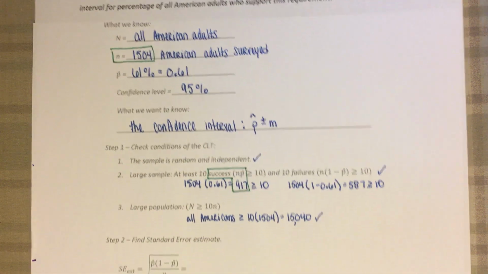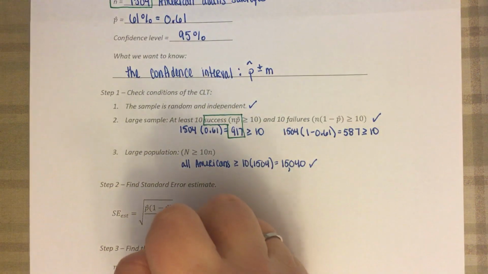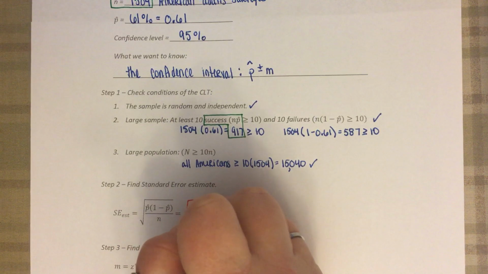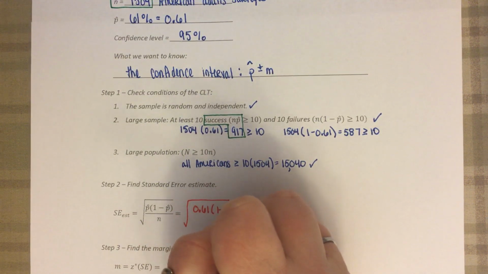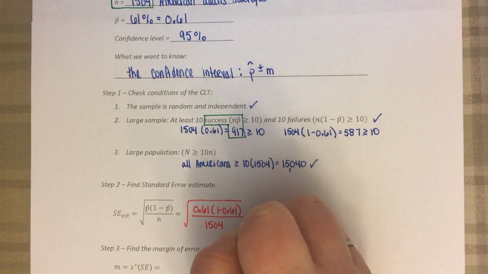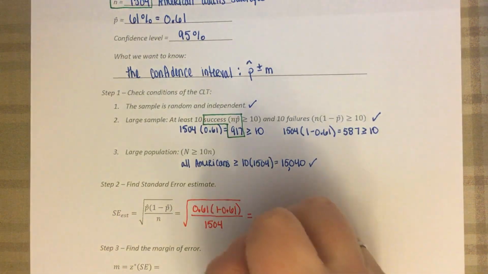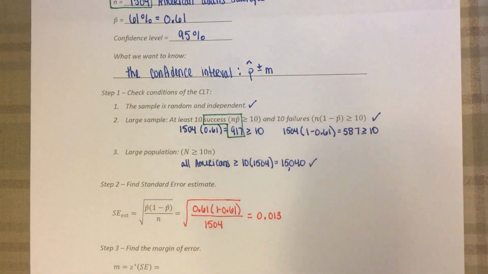Now that we've checked our conditions, we're going to find our standard error estimate. Again, the only difference between this formula and one that we've seen previously is whether we have a p or a p hat. In this case, we're starting with a p hat, our sample proportion, but we fill everything in the same way. So we're going to take 0.61 times 1 minus 0.61, divide it by our sample size, which is 1,504. If you're plugging this into your calculator all at once, make sure you use your parentheses carefully. Otherwise, multiply, divide, then take your square root, and we get 0.013.